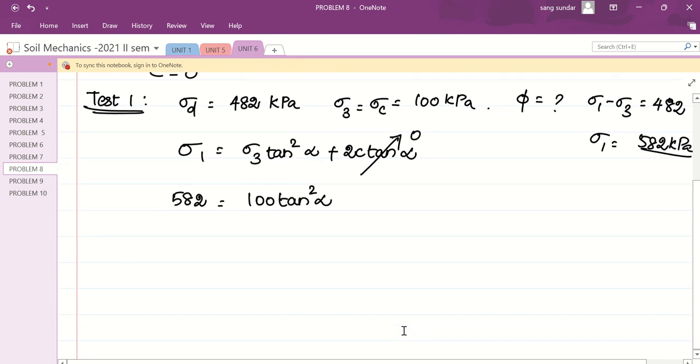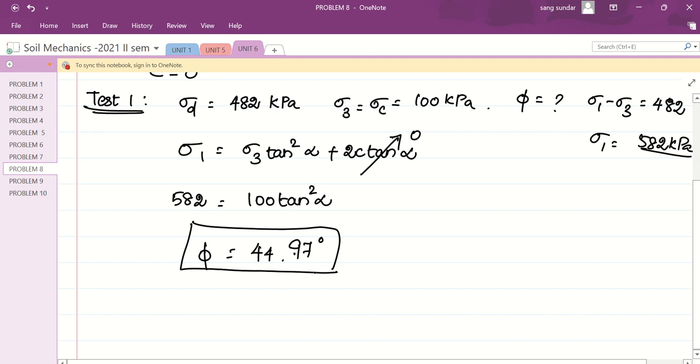On substitution we get our alpha value, and from the alpha value finally I got my phi value as 44.97 degrees. Well done, because we got our phi value as 44.97 degrees, which is almost the frictional angle for a weathered rock or a very highly dense sand.